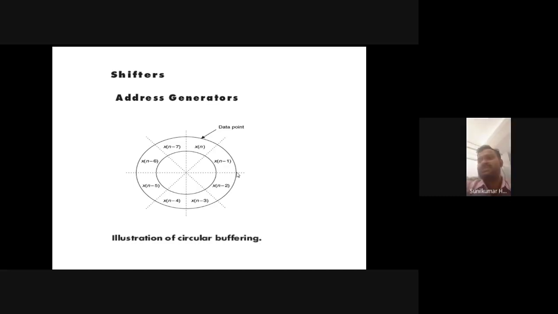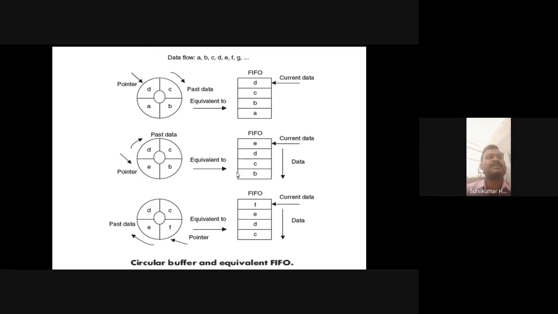We will see this with one more diagram. In this diagram, we can see the data flowing from the ADC, analog to digital converter: A, B, C, D, E, F, G, H, and a circular buffer, which is the FIFO. Let us see how it operates. The pointer specifies the current data, D. In the equivalent FIFO order, D acts as the current data, and before D, C was the current data, pushed to the next location. D followed by C followed by B followed by A.